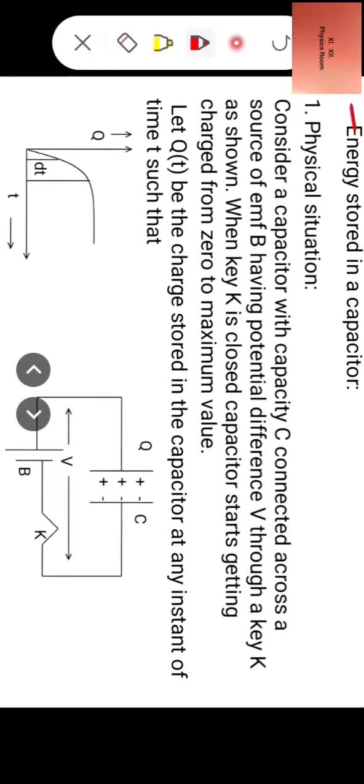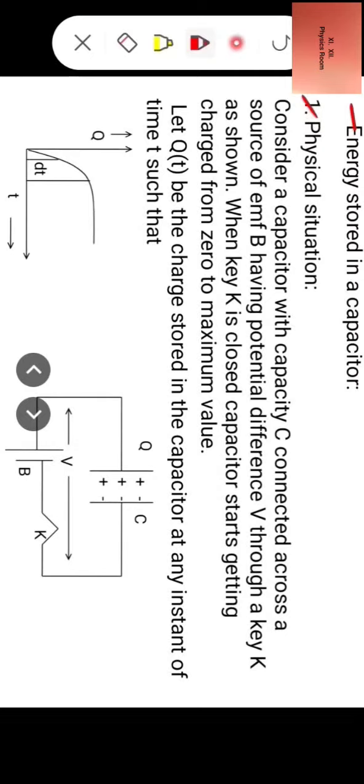Now, energy stored in a capacitor is given by the expression half Q square by C, or half CV square, or half QV, where Q is the charge stored in the capacitor, V is the potential difference applied across the capacitor, and C is the capacity of the capacitor. Now let us derive these expressions.